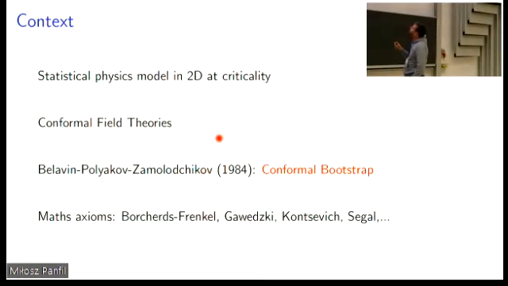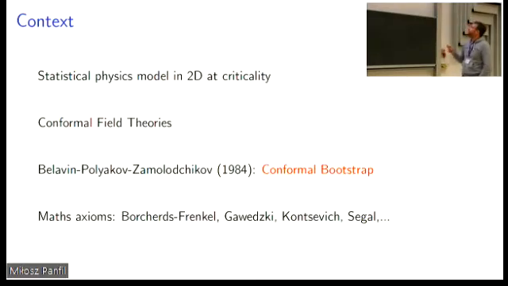A bit after these BPZ axioms, people started writing math axioms to try to really formalize this BPZ framework, and I gave a few here. There are the VOA, vertex operator algebras, which were introduced by these people, and then there are the axioms introduced by Segal, Kontsevich, and Gawedzki, which are more geometric in flavor. And today's talk is going to be about relating one model, say, of statistical physics to the bootstrap using these math axioms, which will show us how to get there.